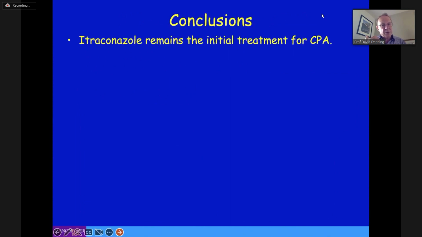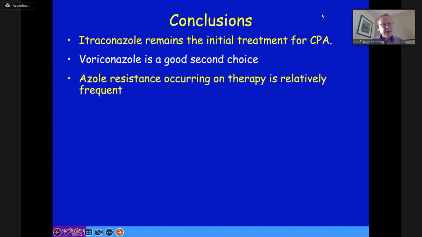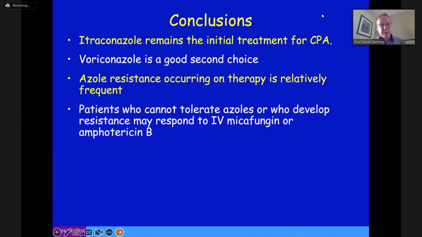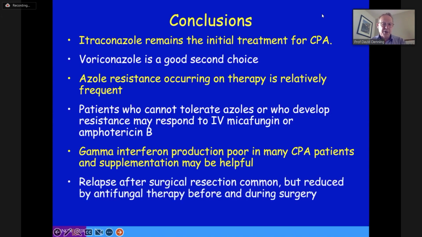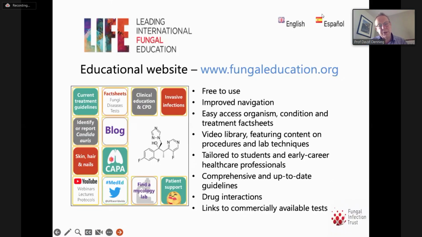So in conclusion, itraconazole remains the initial treatment for CPA, but voriconazole is a good second choice, and there is an argument for using voriconazole because probably there's less chance of resistance associated with it. Azole resistance does occur on therapy, and it's relatively frequent. Patients who can't tolerate azoles or develop resistance may respond to IV micafungin or amphotericin B. Gamma interferon production is poor in many patients and may be helpful, and relapse after surgical resection is common but reduced if you give antifungal therapy before or after surgery.